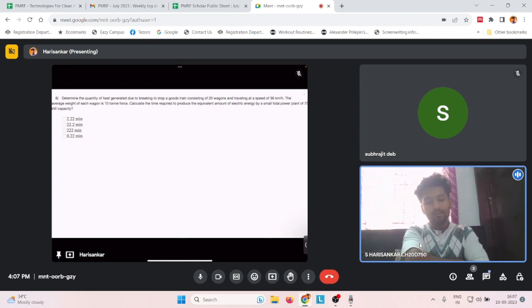Okay. So this is a numerical question. Determine the quantity of heat generated due to braking to stop a goods train consisting of 20 wagons and traveling at a speed of 36 km per hour. The average weight of each wagon is 10 ton force. Calculate the time required to produce equivalent amount of electric energy by a small tidal power plant of 75 kilowatt capacity.